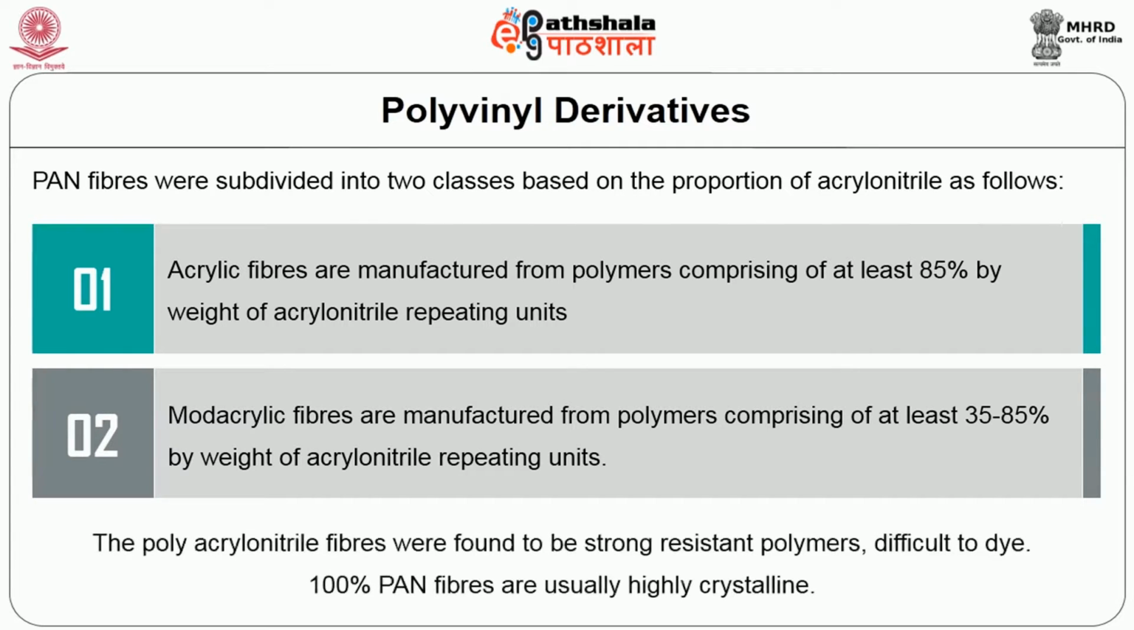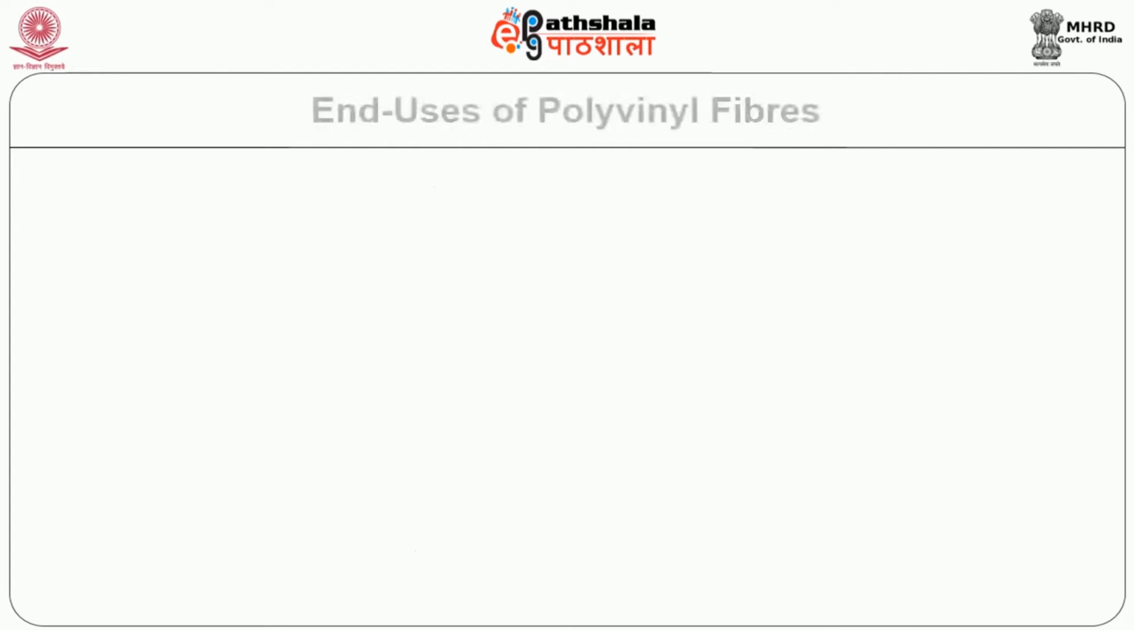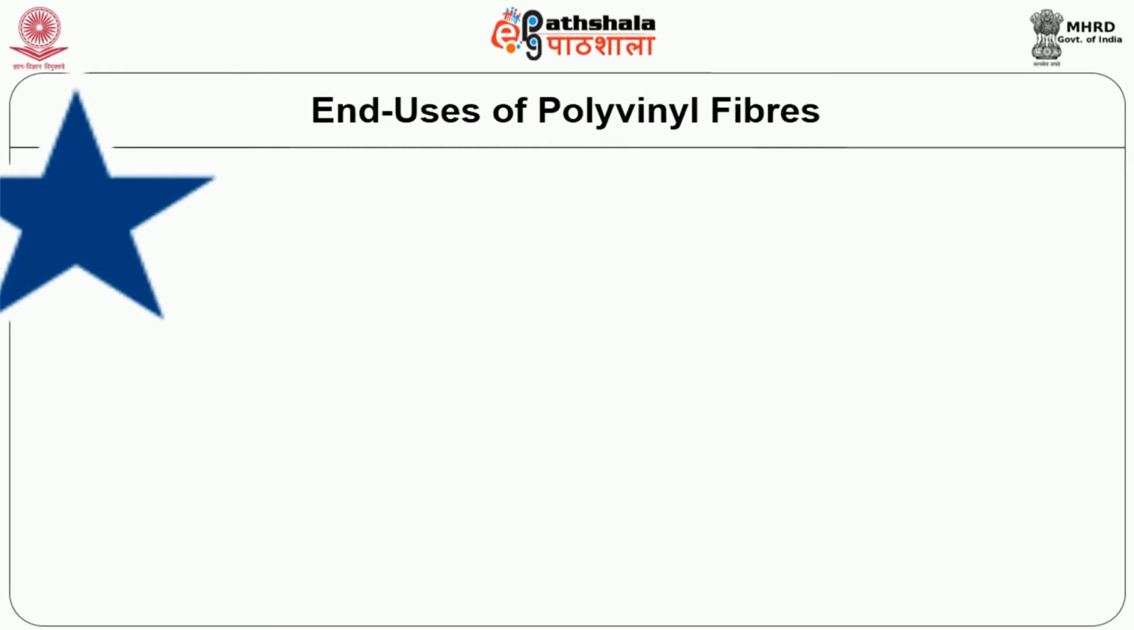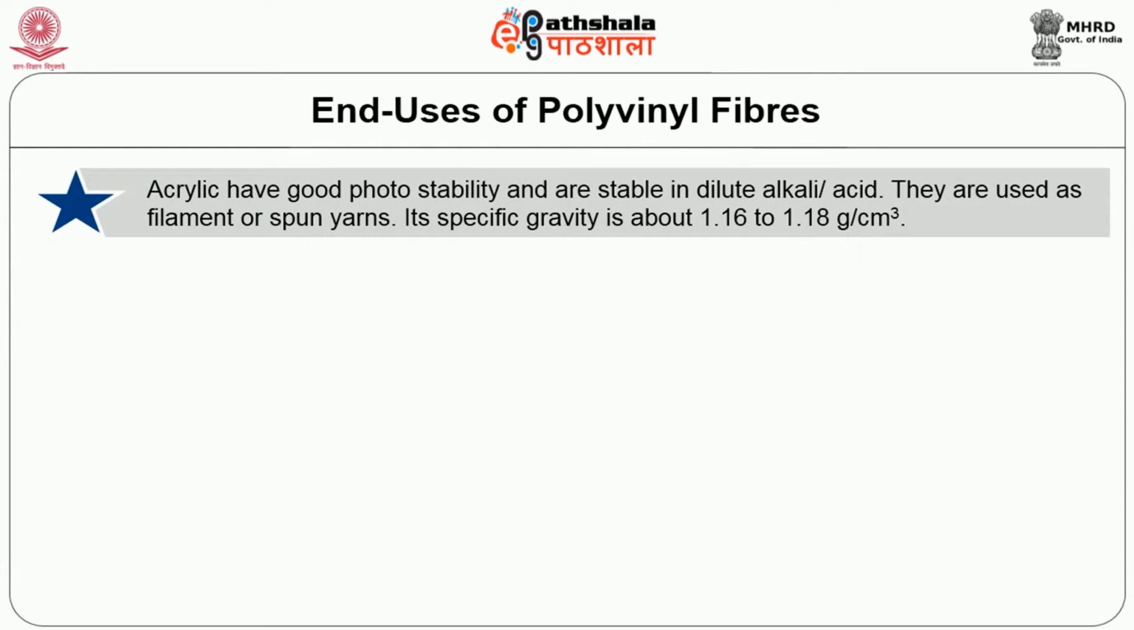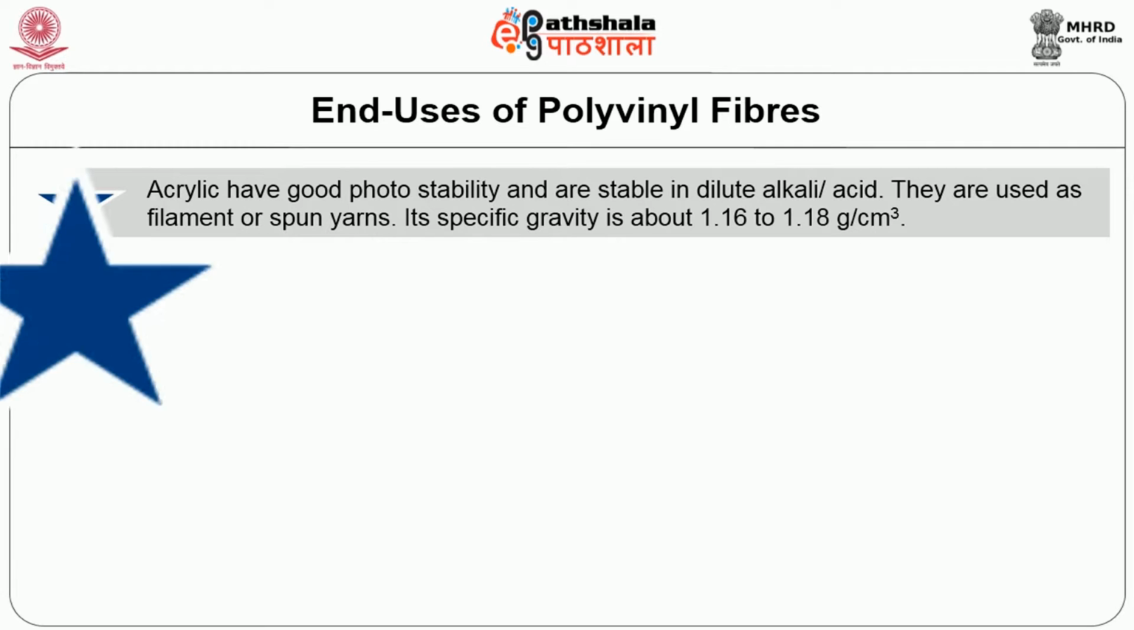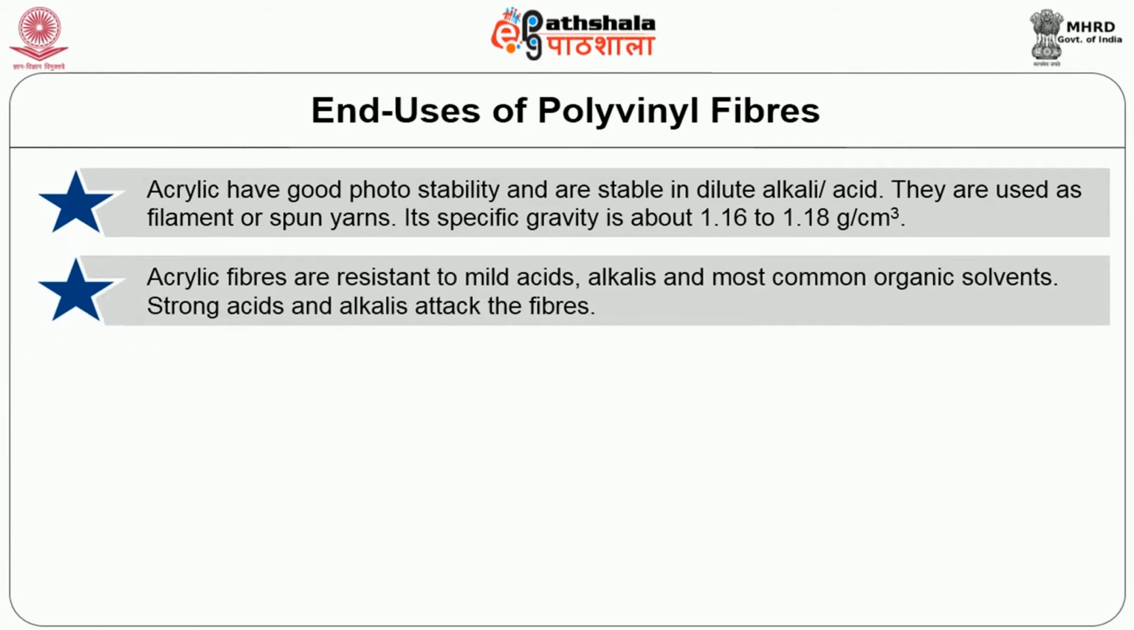The polyacrylonitrile fibers are found to be strong, resistant polymers, difficult to dye. 100% PAN fibers are usually highly crystalline. And some of the applications of polyvinyl fibers are as follows. Acrylics have good photostability and are stable to dilute acids and alkalis. They are used in filament or spun yarn form. Their specific gravity is about 1.16 to 1.18 grams per cubic centimeter. Acrylic fibers are resistant to mild acids, alkalis, and most common organic solvents.